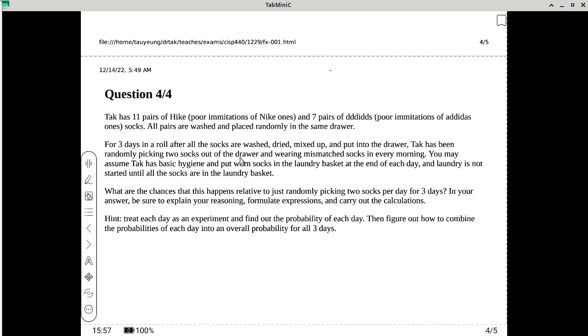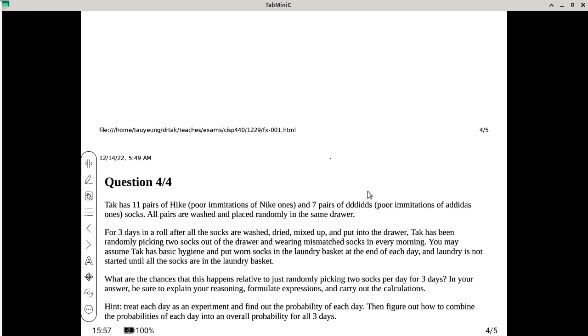So if you want to choose the probability one, which one do you want to use? Choose. This one is me, trying to get socks out of my drawer, and we're trying to calculate the probability. What are the chances that I wear mismatched socks 3 days in a row when I only have two different types of socks in my drawer? So that's the one question.